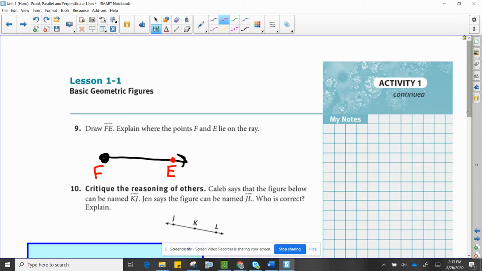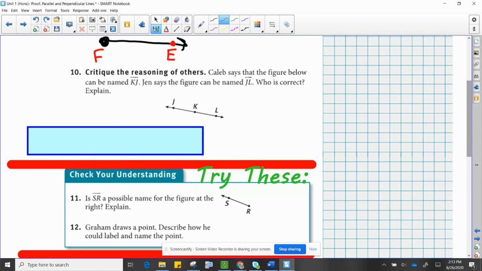Okay, number 10, let's see what we have here. Caleb says that the figure below can be named JK or KJ. Jen says the figure can be named JL. Who is correct? So take a minute and think about it. I want you to think who's correct, Caleb or Jen. So Caleb says it is KJ. Jen says it's JL. Who's correct here?